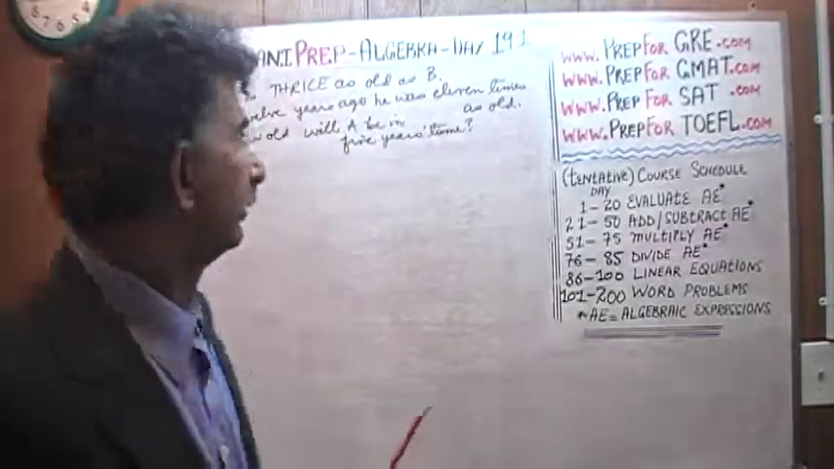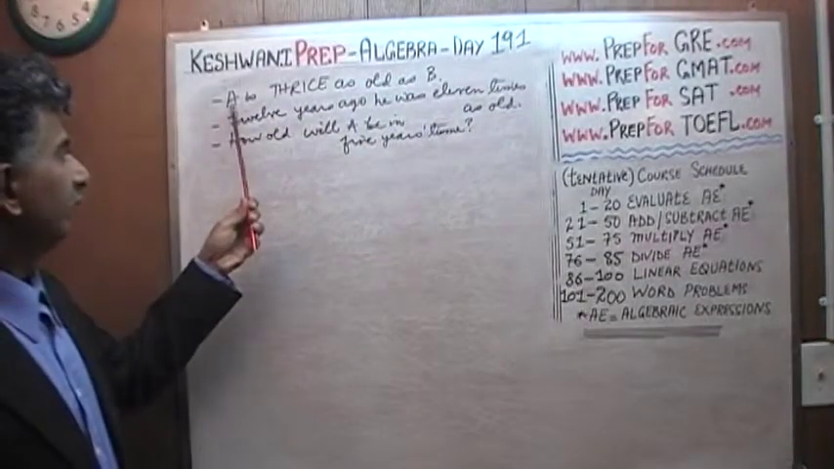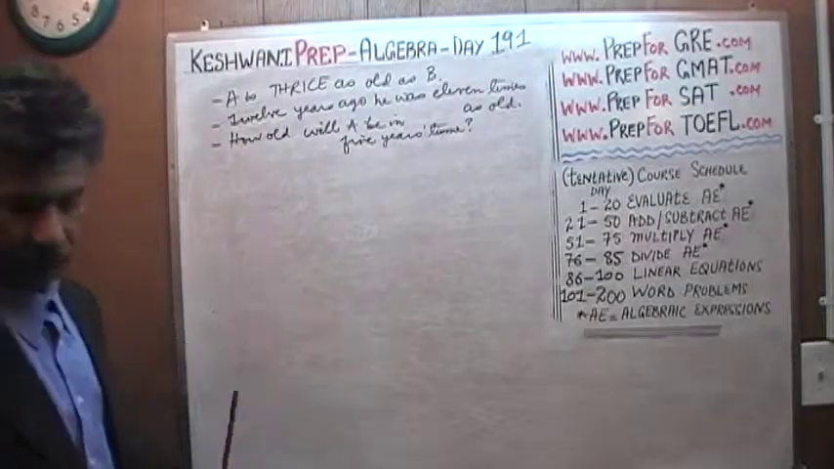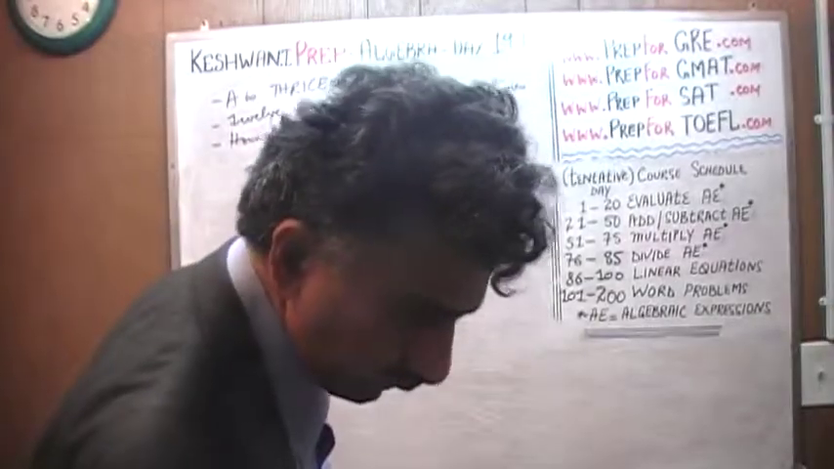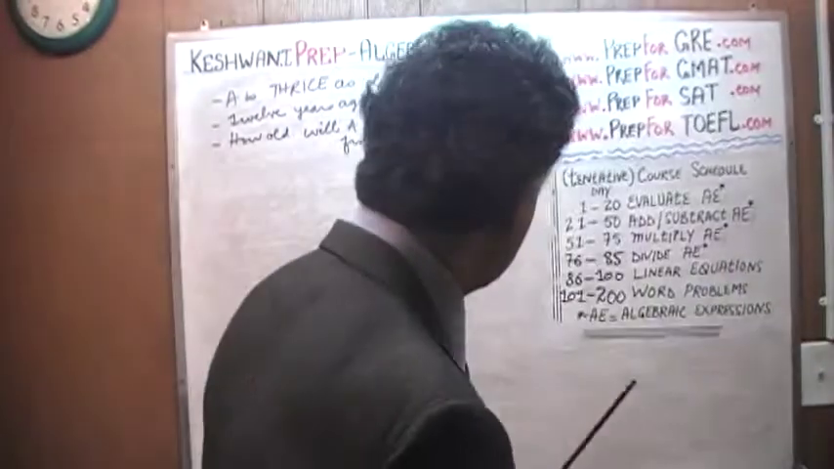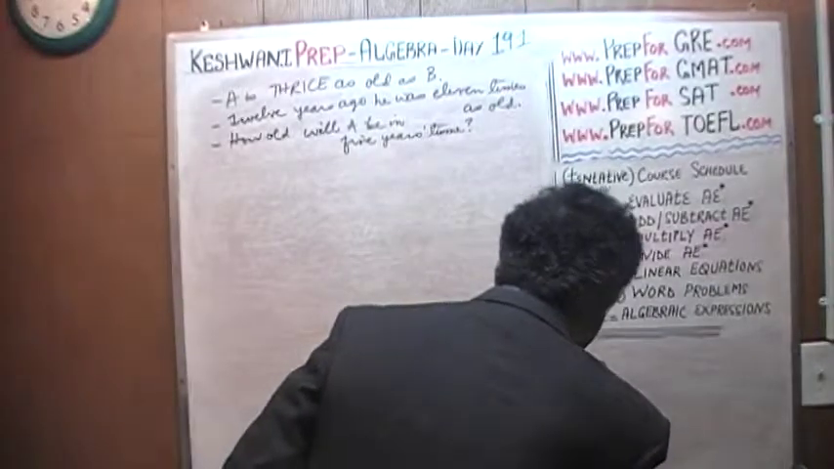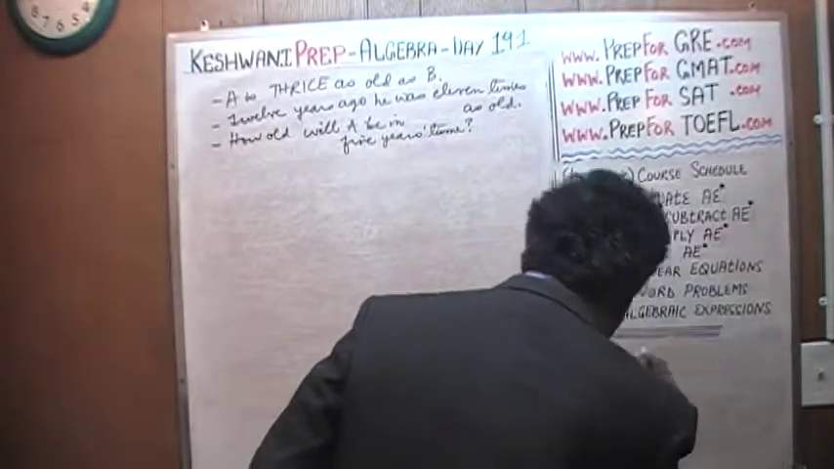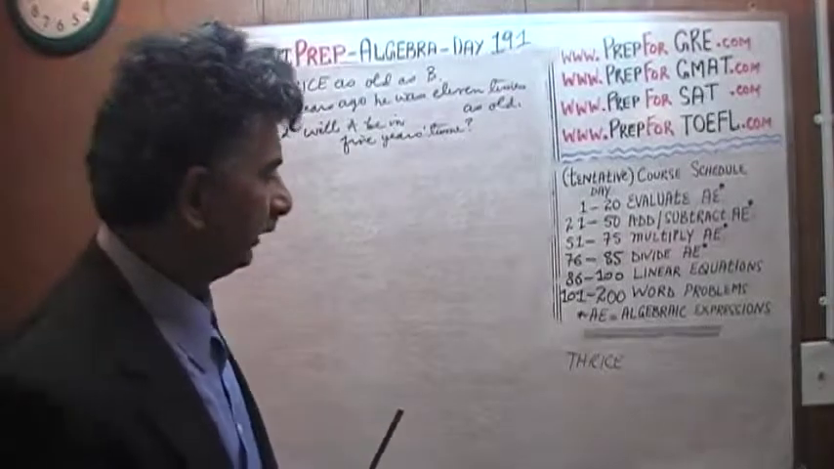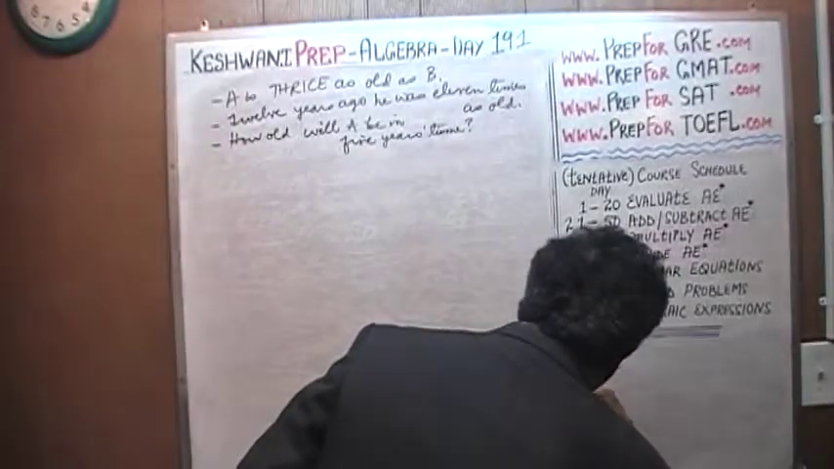Let's read it. It says A is thrice as old as B. What does thrice mean? A is thrice as old as B.